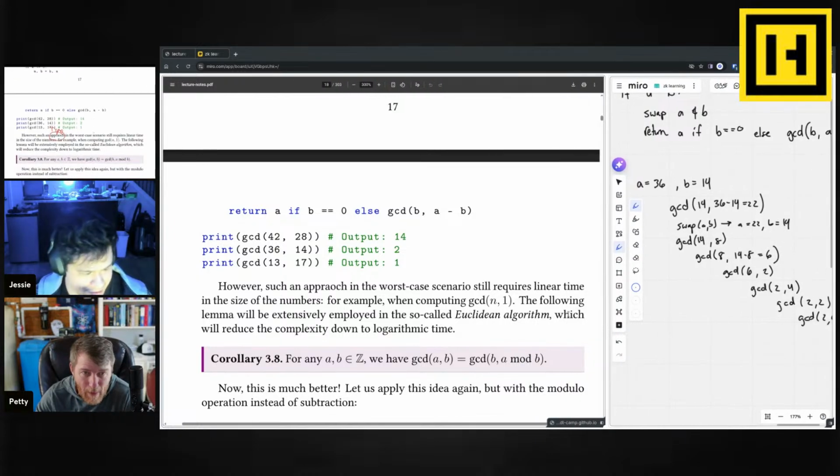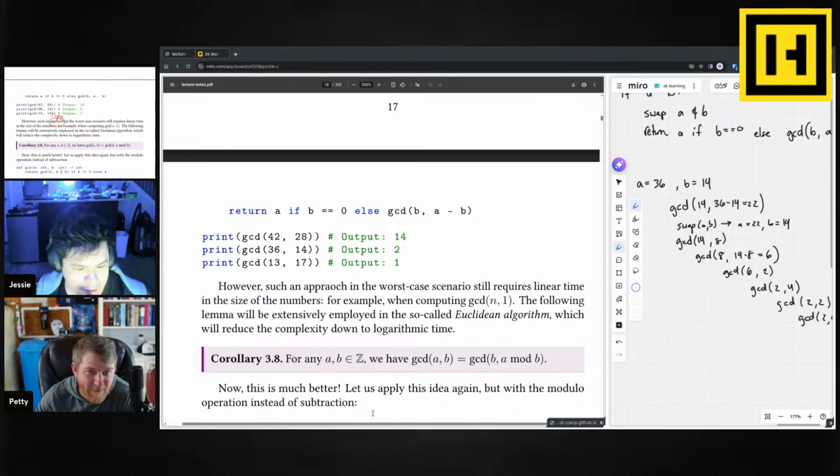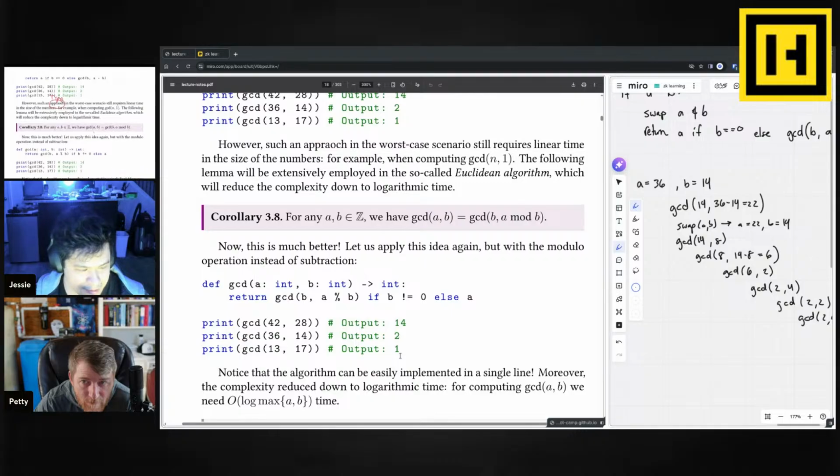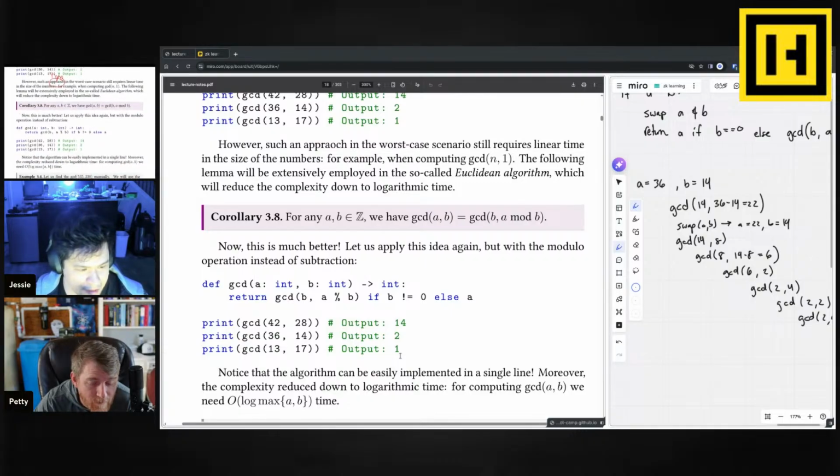However, such an approach in the worst case scenario still requires linear time in the size of the numbers. For example, when computing GCD of n and 1, the following lemma will be extensively employed in the so-called Euclidean algorithm, which will reduce the complexity down to logarithmic time. This is where it gets cool. Corollary 3.8: for any a or b that exists within the integer set Z, we have GCD of A and B is equal to GCD of B and A mod B. Now this is much better.